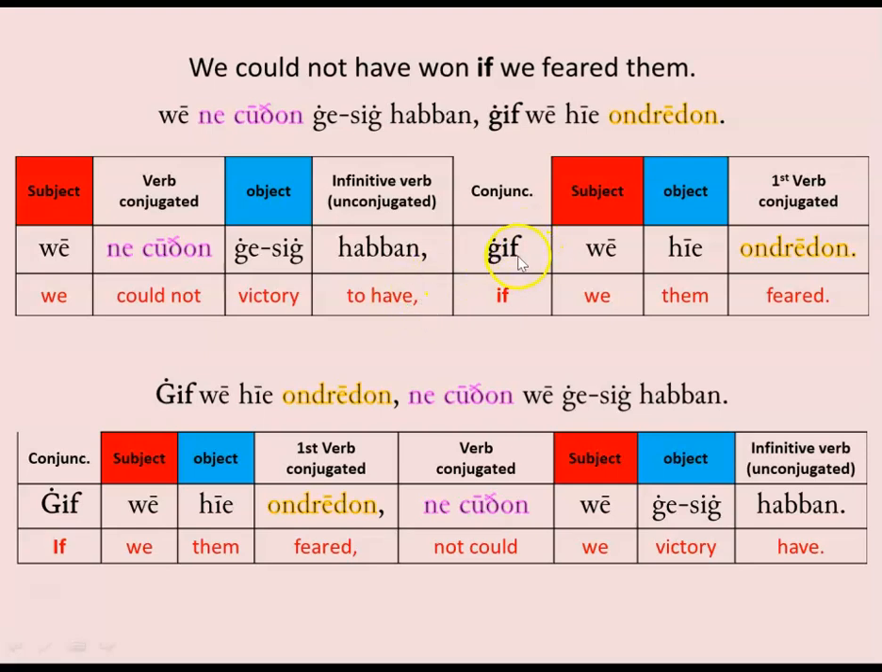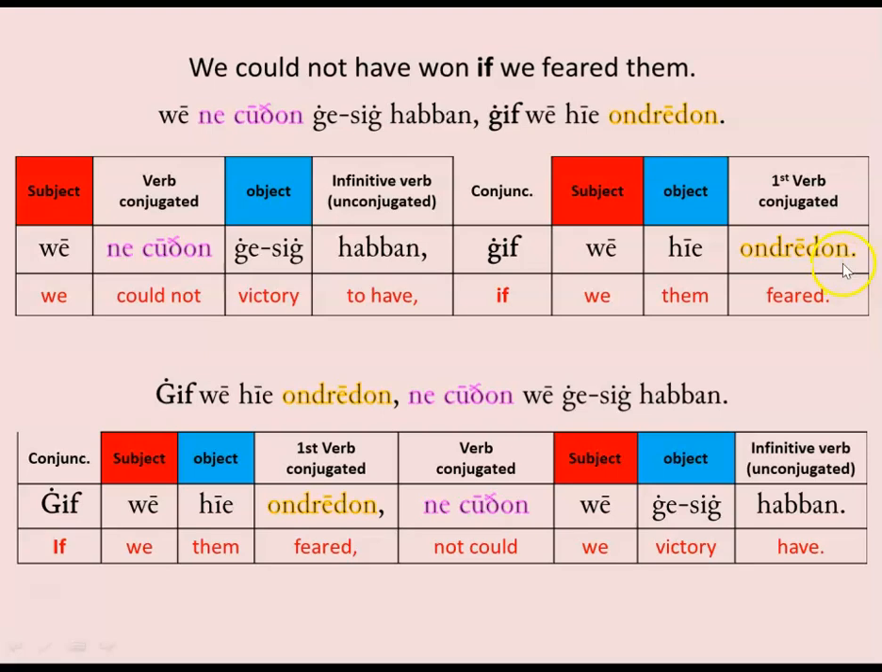Then the subordinating conjunction if, and then we have the subject, we, in the nominative, here, and the object, them, accusative plural, here, and then the first verb, which is feared, the first verb conjugated. So fear, the past tense plural of that, is ondredon. Past tense plural, ondredon. Okay, feared.